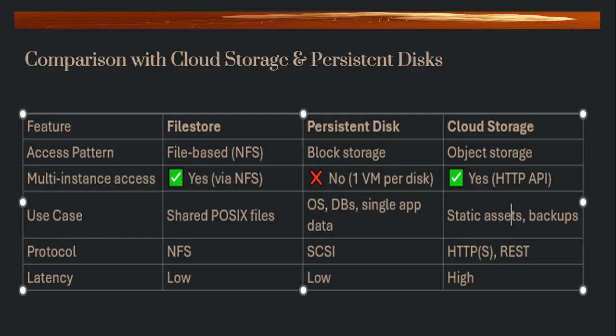Next is Persistent Disk. It is block storage. It is ideal for attaching to a single VM as a boot device. You cannot share the disk across VMs. It is mainly used for databases and storing logs locally.